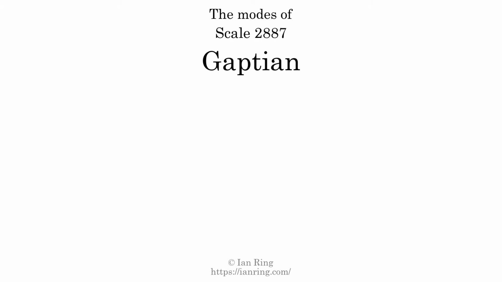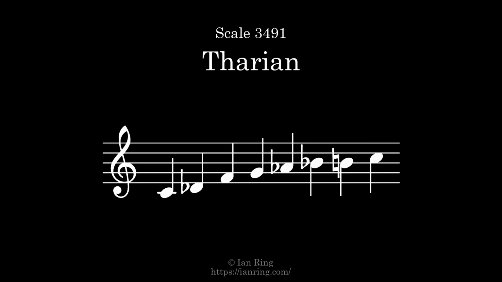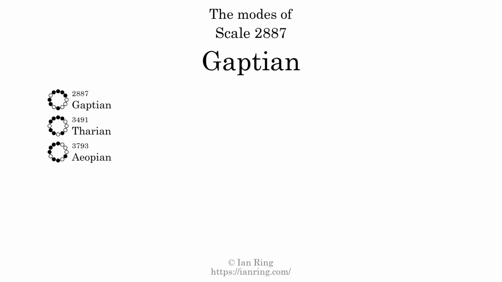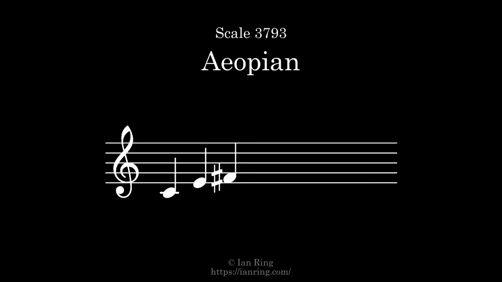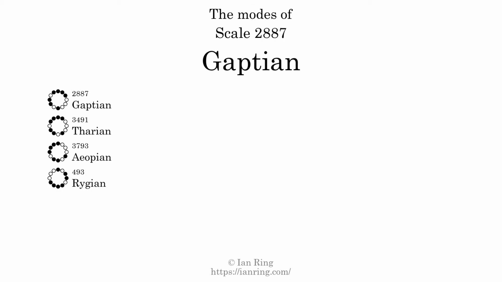This scale has 7 modes. The first mode is itself. The second mode is scale 3491, also known as Therian. It sounds like this. The third mode is scale 3793, also known as Ethiopian. It sounds like this. The fourth mode is scale 493, also known as Rygen. It sounds like this.